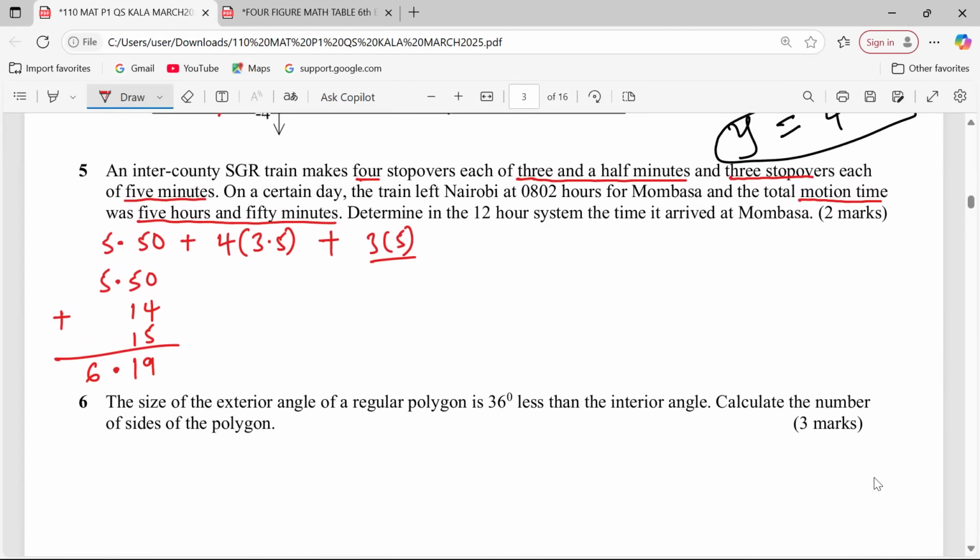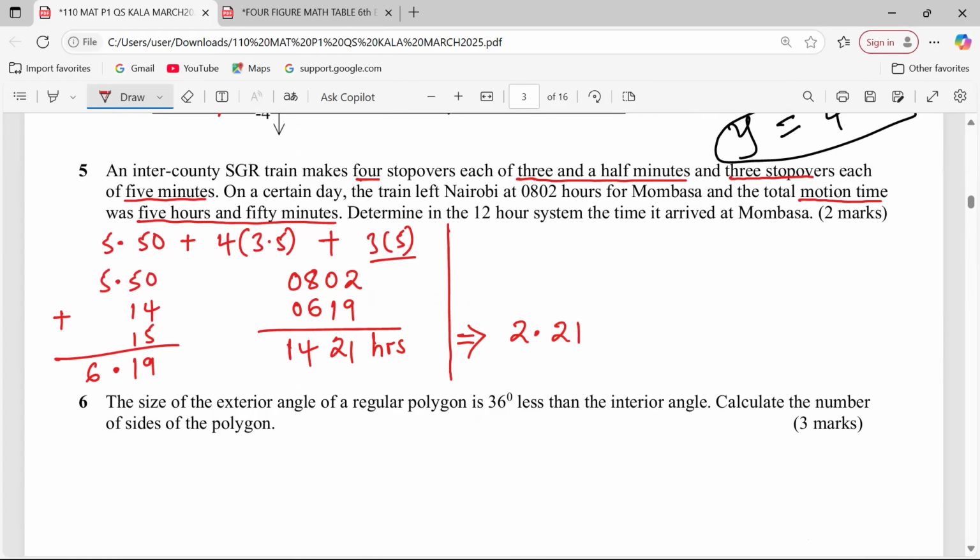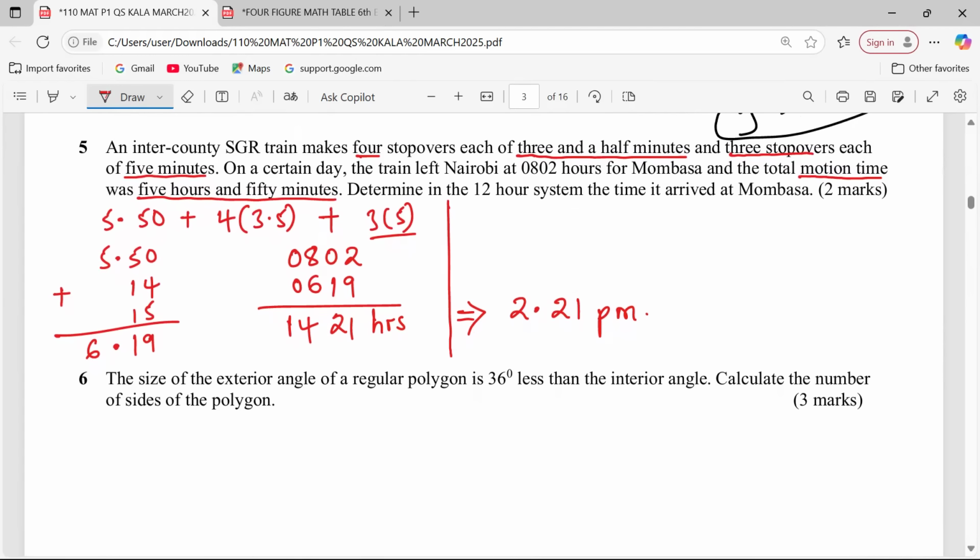And the starting time was 0802. So we add the time taken, 6 hours, 19 minutes. You see this is going to be, for the minute side, 21, and for the hour side, 14. So it shall arrive at 14:21 hours, but the examiner is talking about the 12-hour clock system, which means this is going to be expressed as 2:21 p.m. 2:21 p.m. is the arrival time in 12-hour clock system.